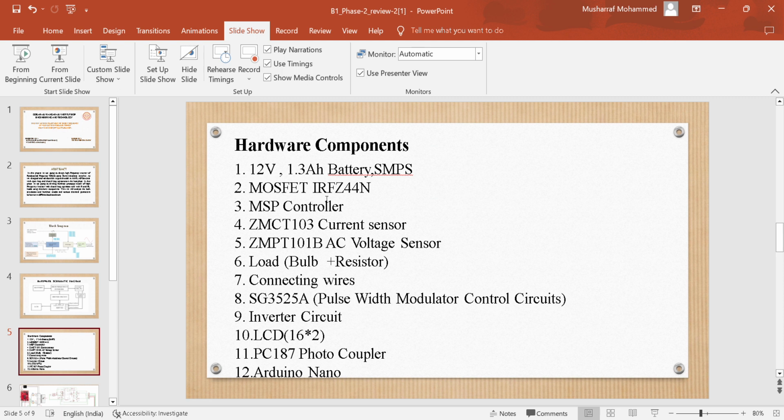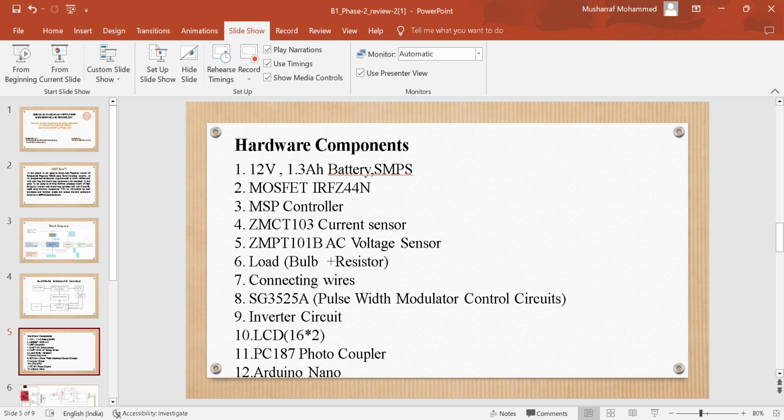We used the MOSFET IRFZ44N, the MSP controller, and the ZMCT103 current sensor. It is a current sensor which measures AC and works on the Hall effect. And the ZMPT101B AC voltage sensor is just like a step down transformer with a potentiometer which we adjust, and it gives output of 0 to 5 volts. Both sensors give 0 to 5 volts, and depending upon these, we can stabilize the required readings from them.